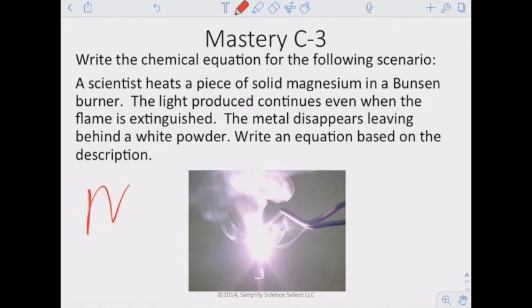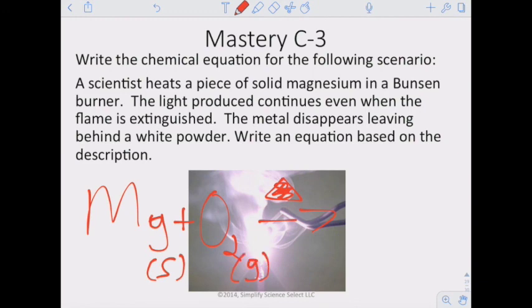So we have magnesium. We're adding a little bit of heat to it with the Bunsen burner. Okay, and we've got to figure out what the other reactant is. Well, it's reacting, and this is what it doesn't tell us, it's reacting with the oxygen, the O2, in the air. And so this is a solid piece of magnesium. The gas in the air is oxygen and it produces a powder, magnesium oxide, which is also a solid.